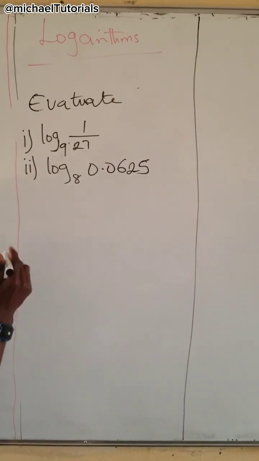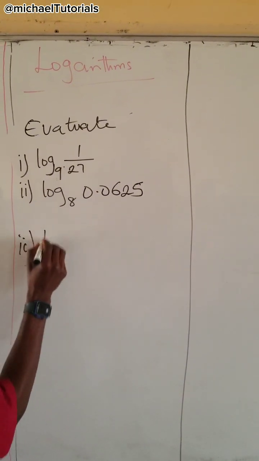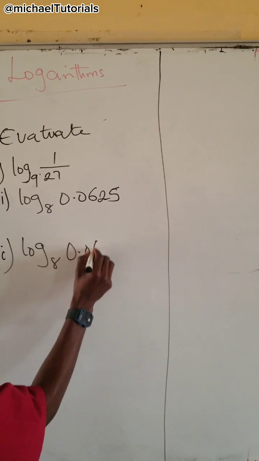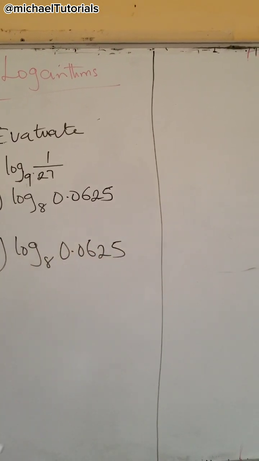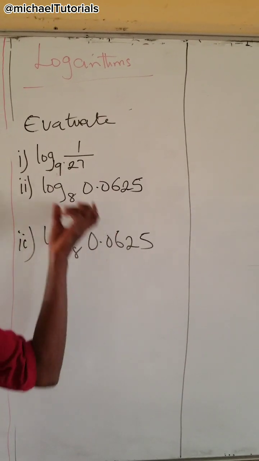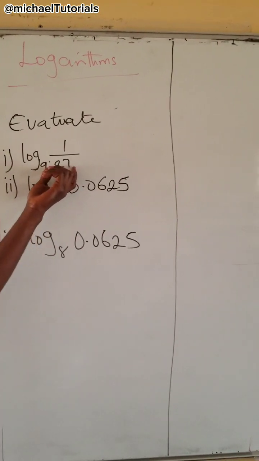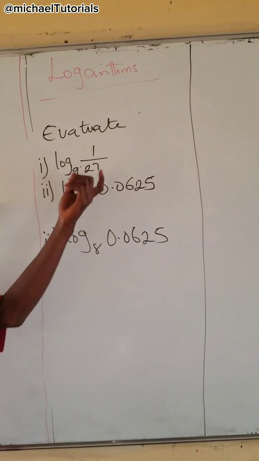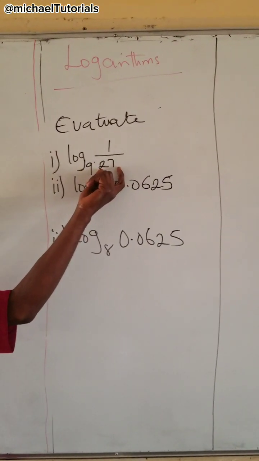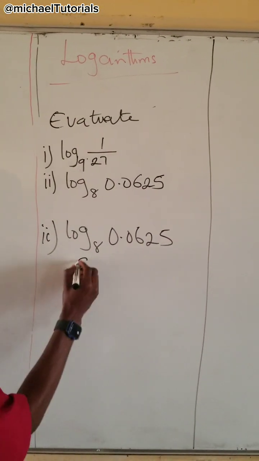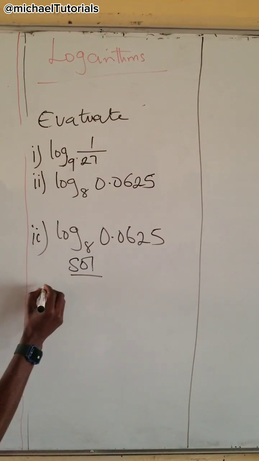Now let us go for number 2, the II, which is log in base 8 of 0.0625. You look at this one now, it has a decimal point. It is different from the one we solved previously. In our first example, we were dealing with whole numbers. The second example, we have a fraction, and the third example, we have a decimal point. So let us solve it. Solution.